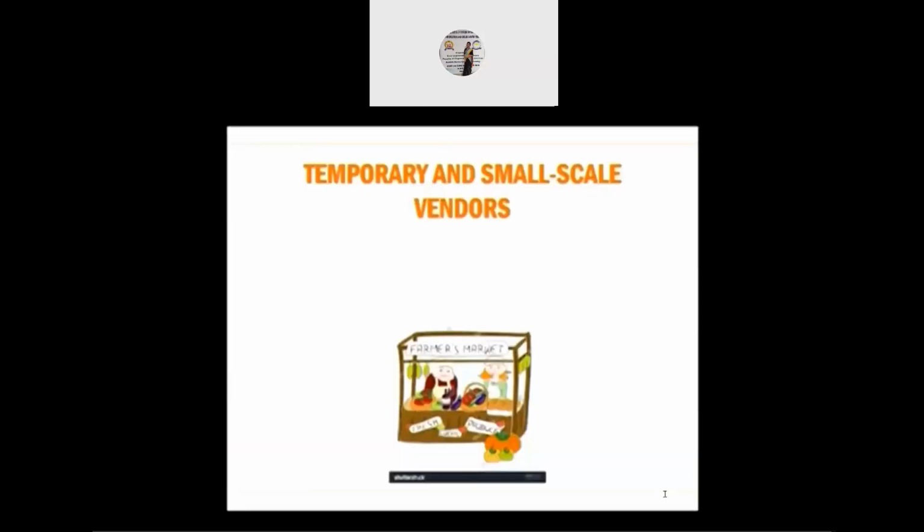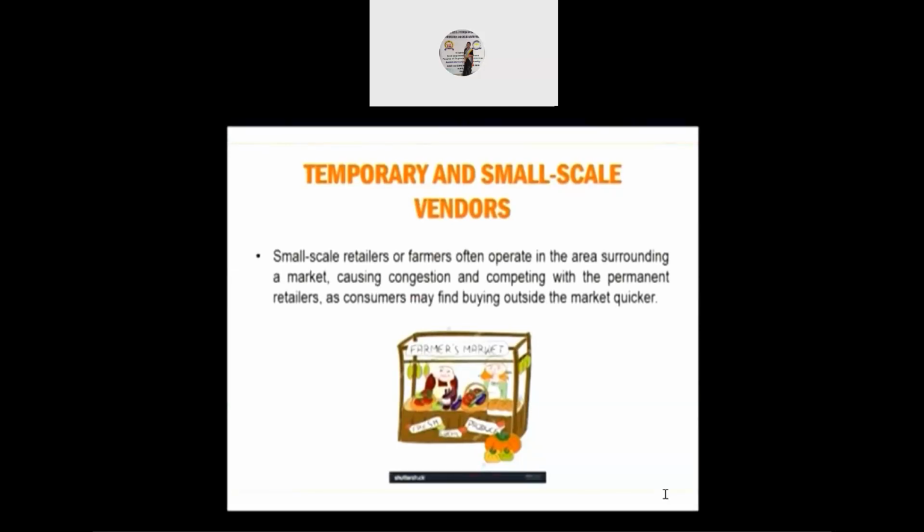Temporary and small scale vendors. Small scale retailers or farmers often operate in the area surrounding a market, causing congestion and competition with the permanent retailers, as customers may find buying outside the market quicker. There are a lot of temporary moving carts or moving vendors that we usually see along the outside fringe wall of the market.